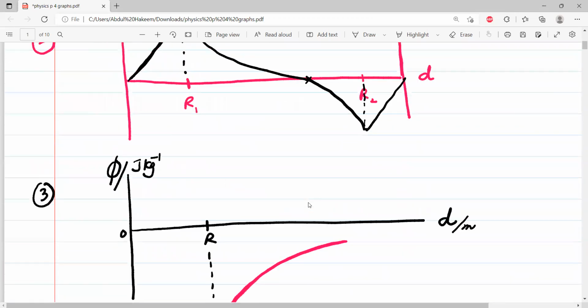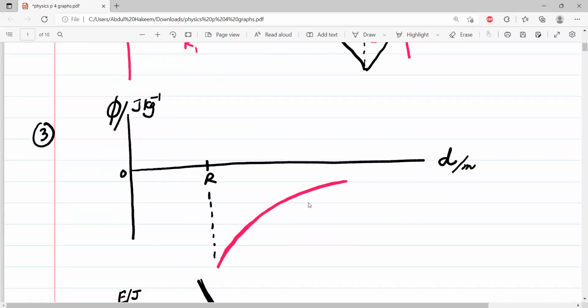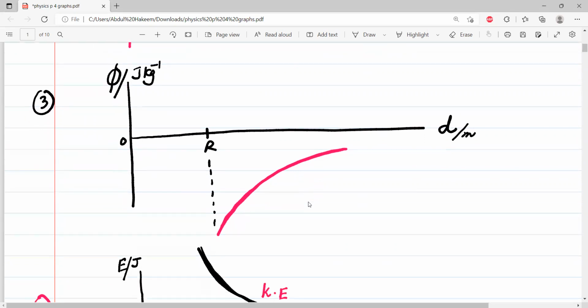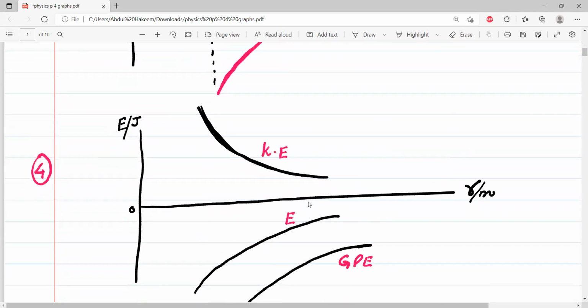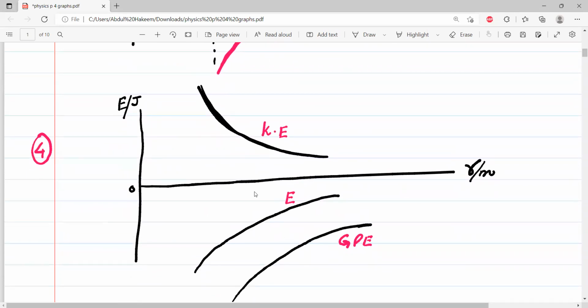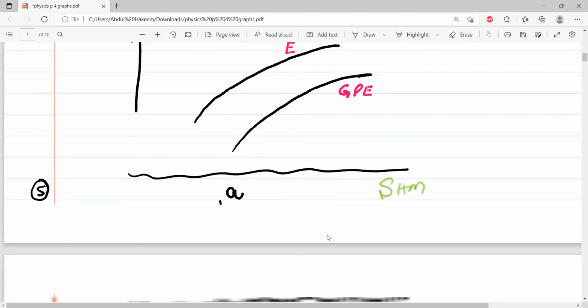And the next, number 3, is the gravitational potential and distance graph. And then energy in the orbit. So this is the radius of the orbit on the x-axis, energy on the y-axis. This is the kinetic energy, this is the total energy, and this is the potential energy in the orbit.